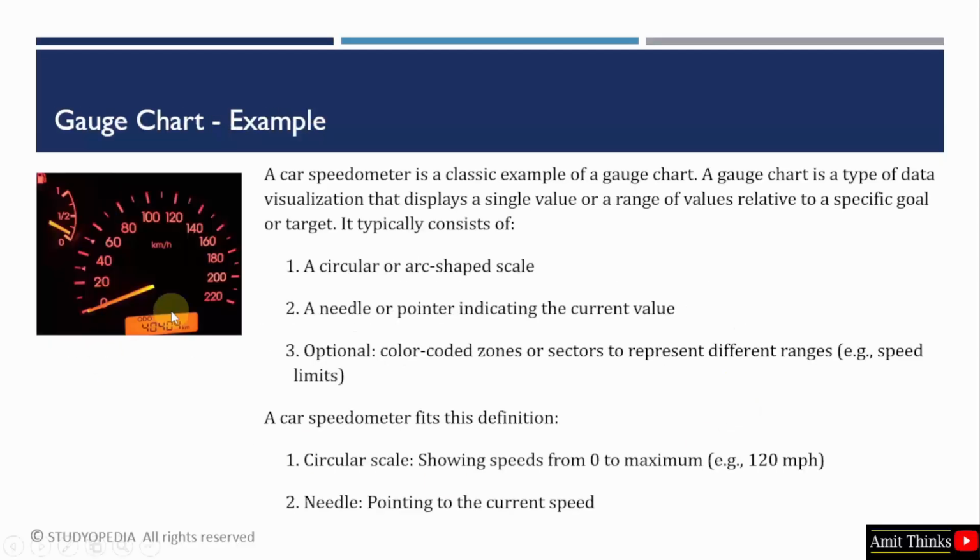Here is the example. We all know this speedometer in a car. This is the gauge chart. Right now the car is halted, so the speedometer is on 0. When it goes on, the speedometer increases accordingly, and the maximum limit is here. The same is written here. A gauge chart is a type of data visualization that displays a single value or a range of values relative to a specific goal or target. Right now we have shown a basic example here. It is circular or arc shaped. There is a needle or a pointer. Car speedometer is the best example. It displays the limit. It can be 120. Here it is 220.